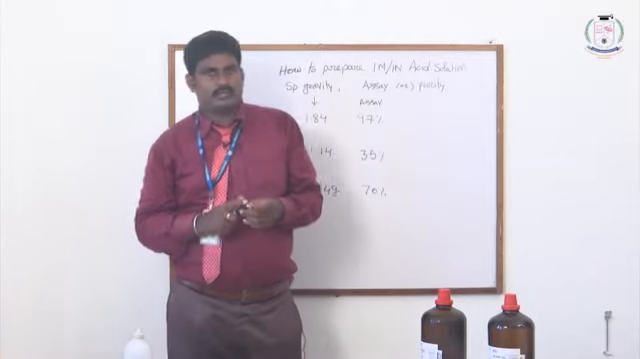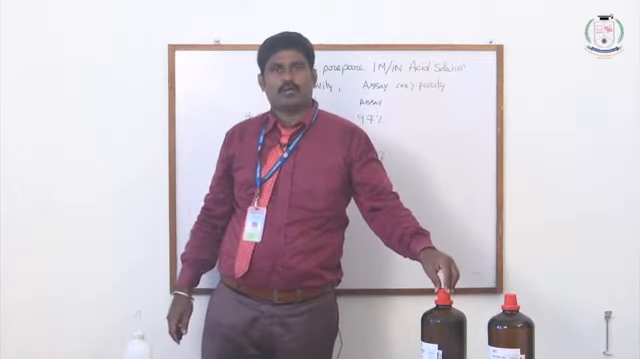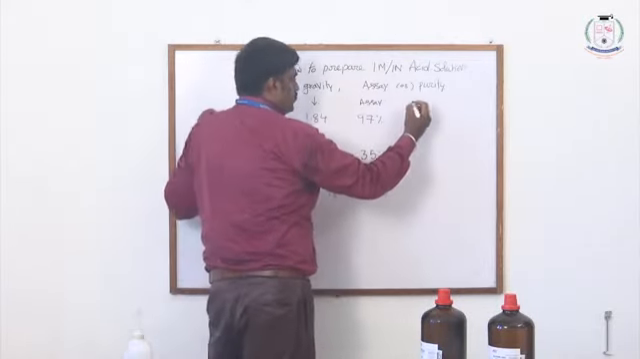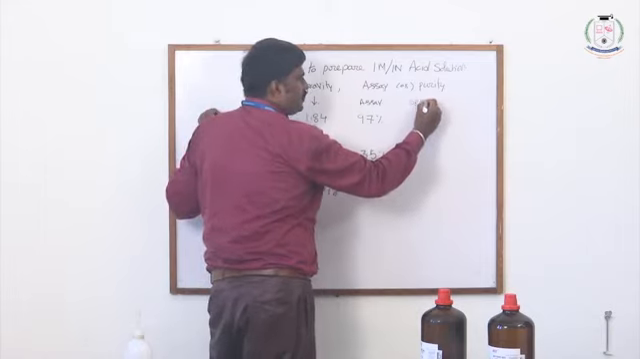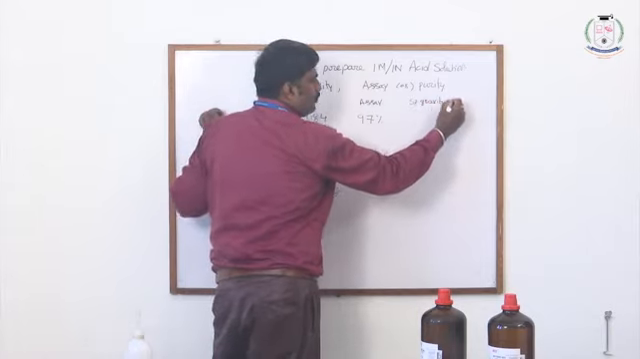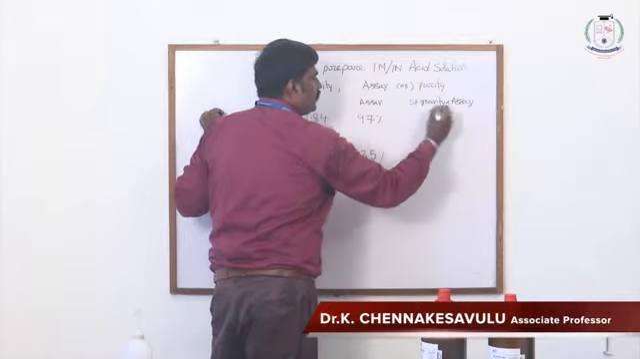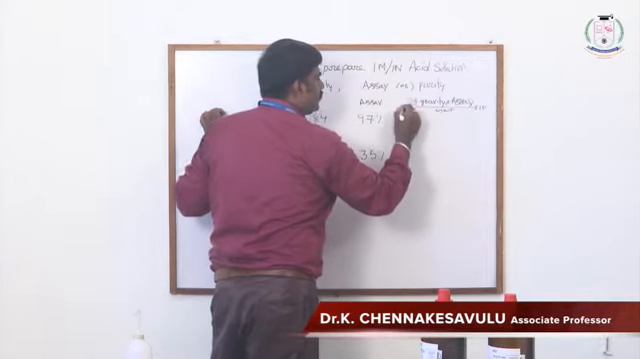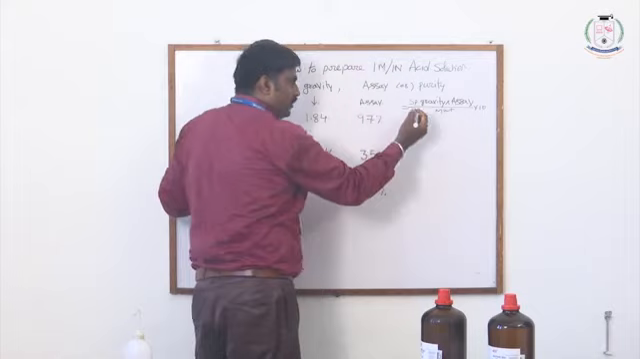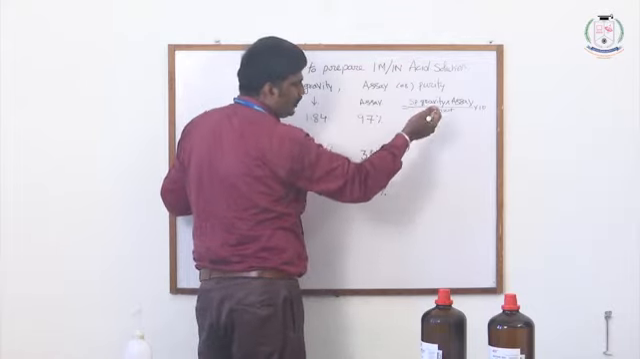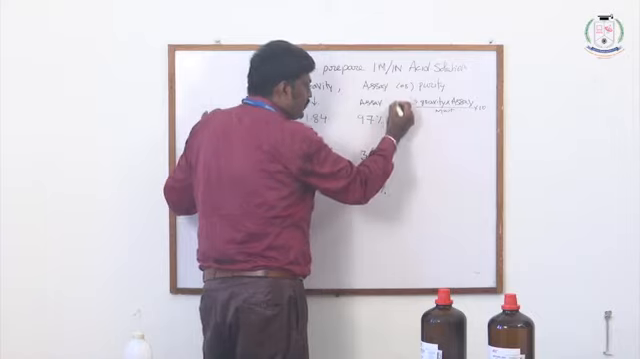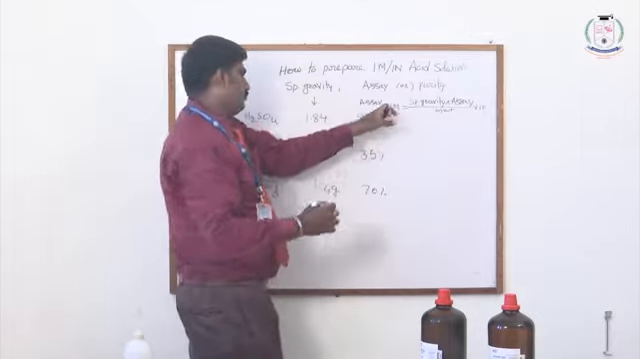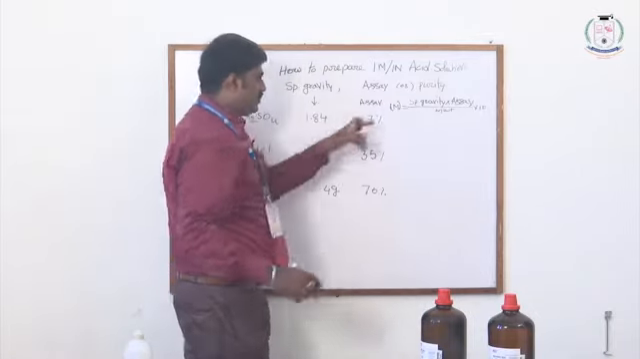Generally, the students will feel difficulty to prepare 1 molar or 1 normal acid solution. A simple formula we can use is specific gravity into assay divided by molecular weight into 10. If you want to express in normality, we have to write the molecular weight as gram equivalent weight. We will write it for molarity. If you want to calculate the strength of the acid in molarity, this is the simple formula.